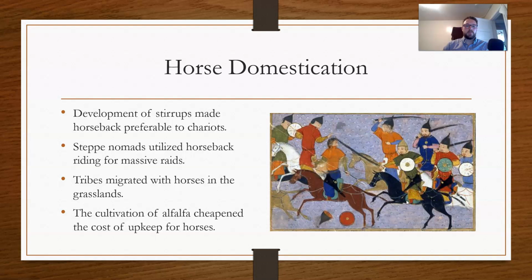And of course, the ones that popularized the use of horseback were the steppe nomads, where they used it for riding for massive raids. So they would raid territories, the cities. And so then you would have rulers bribing most of these tribes as a form of border security to maintain their territory and prevent any more raiding.